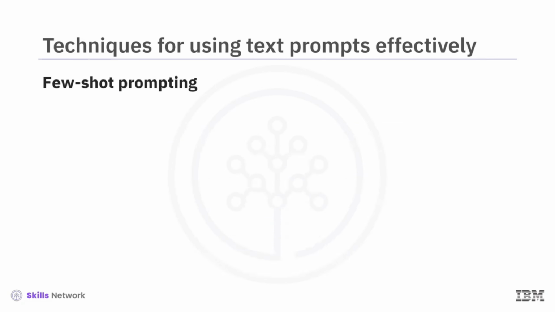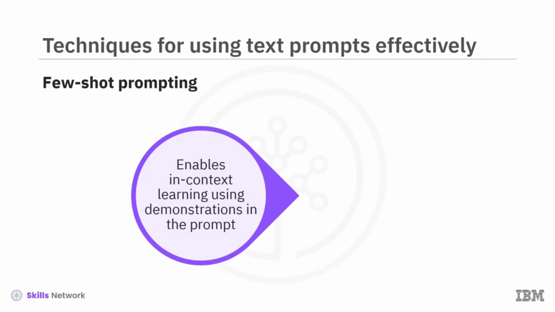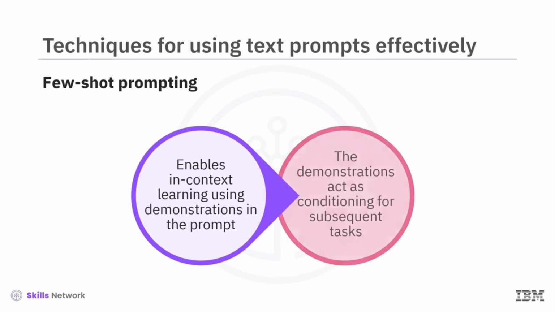Similarly, for complex tasks, when you are unable to describe your needs clearly, a technique called few-shot is used. It enables in-context learning, wherein demonstrations are provided in the prompt to steer the model to better performance. The demonstrations act as conditioning for subsequent examples where you would like the model to generate a response.